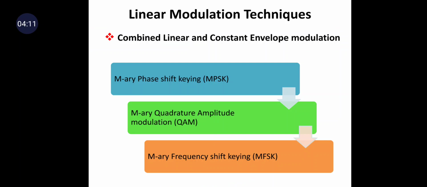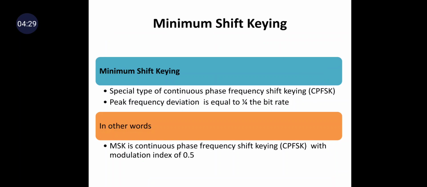Let's see the combined linear and constant envelope modulation. One is M-ary phase shift keying, MPSK, the second one is M-ary quadrature amplitude modulation, QAM, and the third one is M-ary frequency shift keying, MFSK. In our syllabus we have two topics, that is MSK and QPSK.